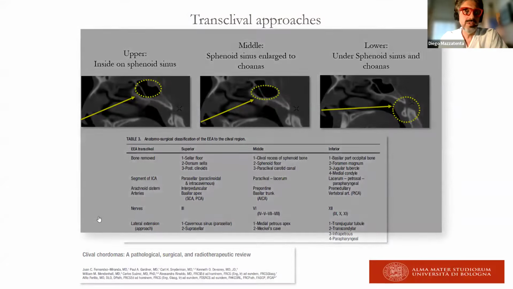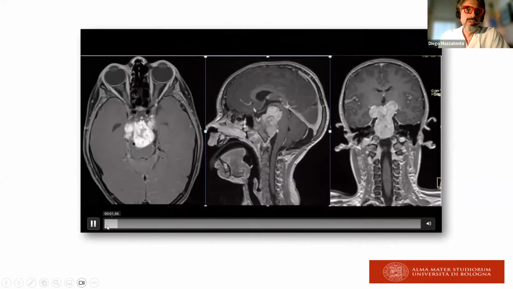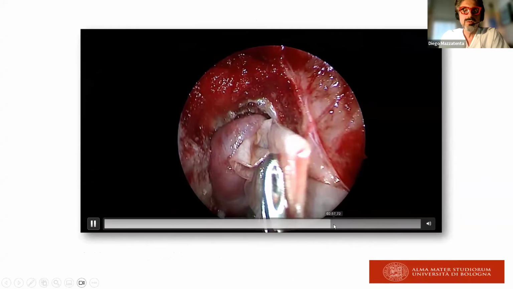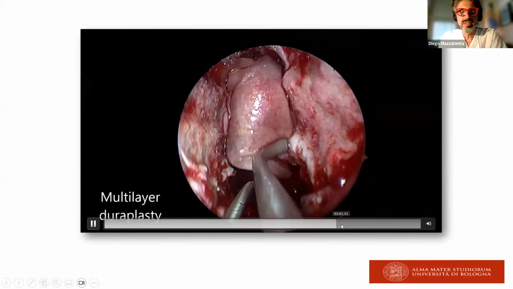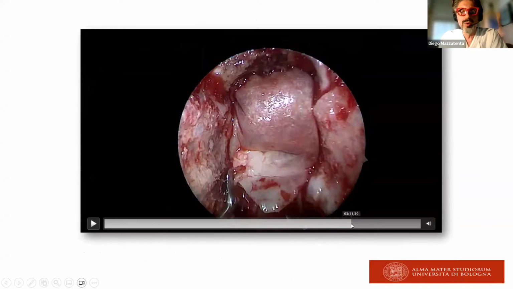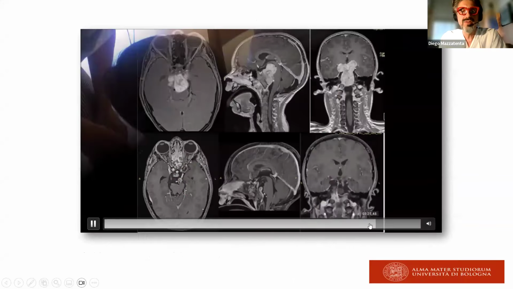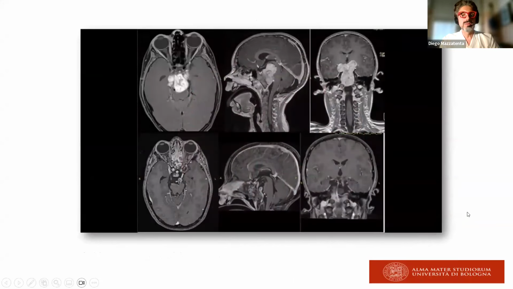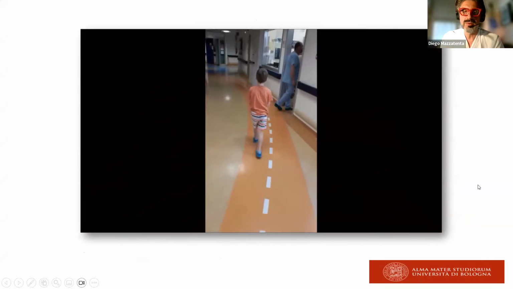In the clivus, this is another case of pediatric intradural chordomas. We skip to the closure, same technique, multi-layer, gasket seal, piece of bone to control the pressure, fat, and finally, obviously, the pedicle flap. And this was the result. And this is after 40 days postoperatively.